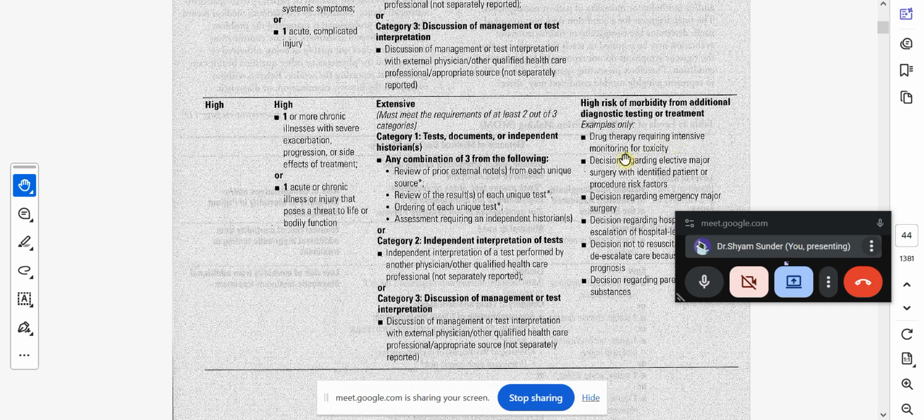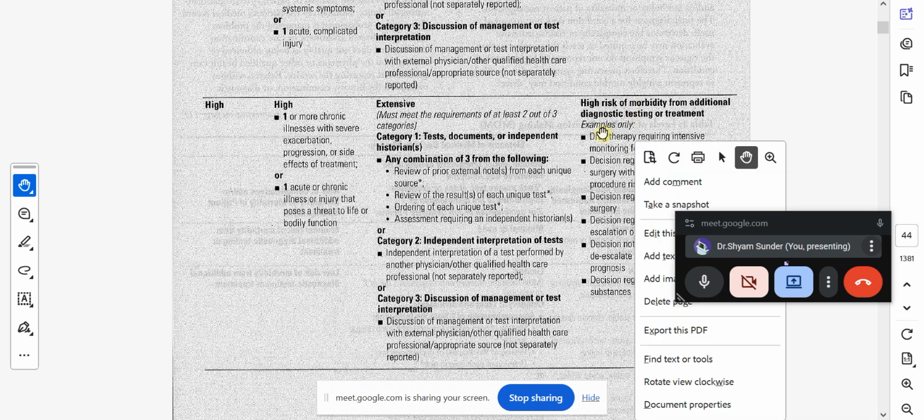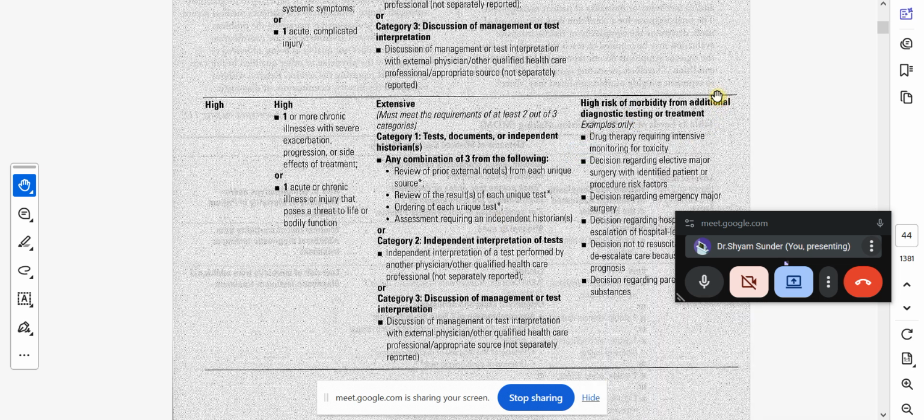drug therapy requiring intensive monitoring for toxicity. That means controlled medication. Chemotherapy, for example. If a patient is given chemotherapy, the patient has to be monitored continuously, because those medications have high risk of side effects or toxicity. And major surgeries. If a major surgery is planned, the doctor has to think a lot to take a decision. So that is high risk.